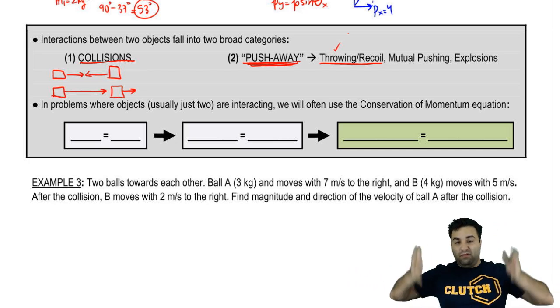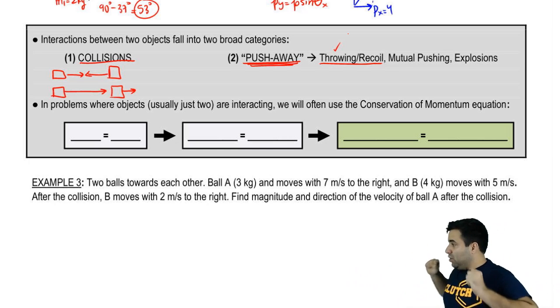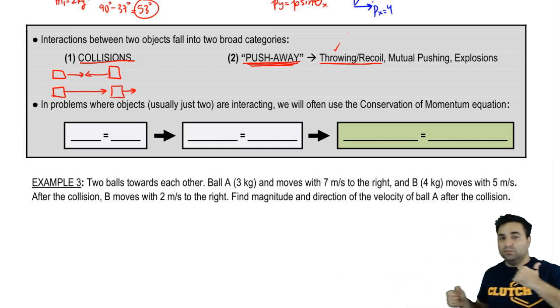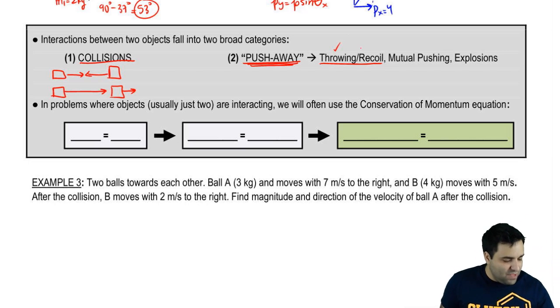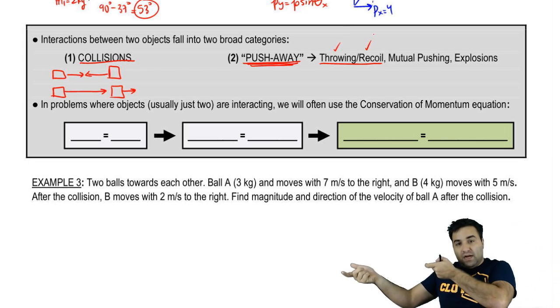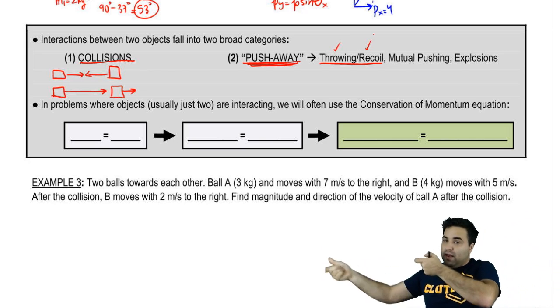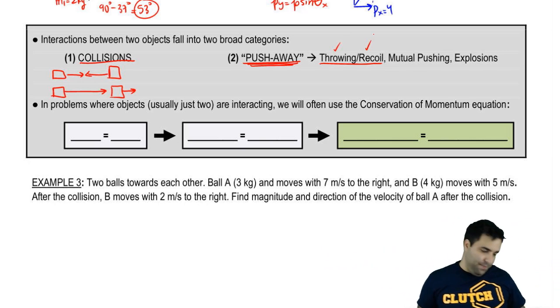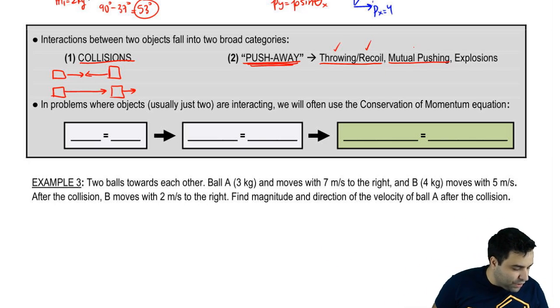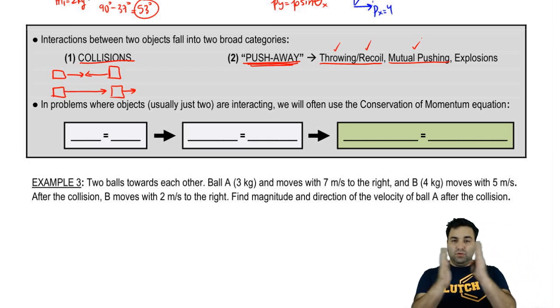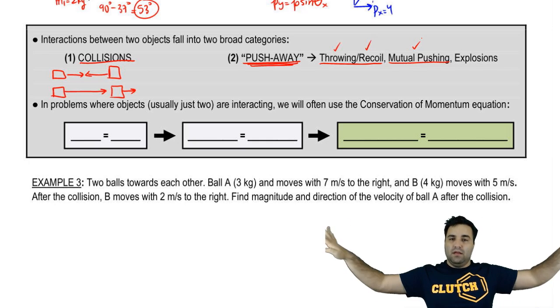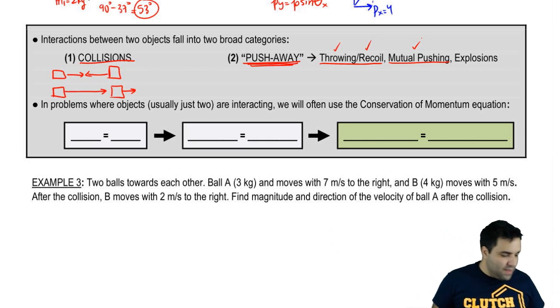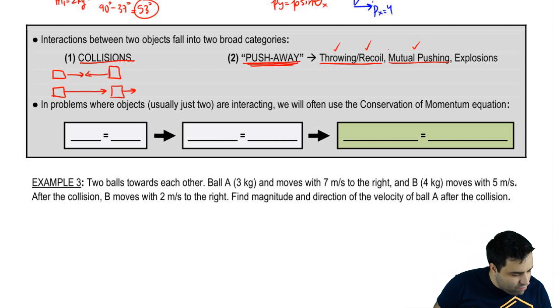If you are on frictionless ice and you throw something that way, you're going to move back. Same thing with recoil. When you shoot a gun, you're pushing the bullet that way, therefore the gun gets pushed back this way. Same thing with mutual pushing. The classic example is two ice skaters face each other and they push away and they both move away. Now if you think about it, recoil and throwing are both cases of mutual pushing.